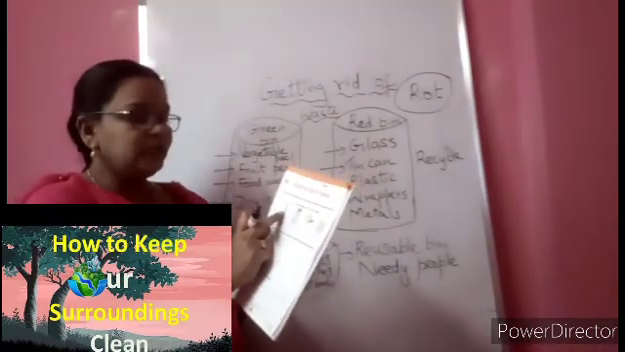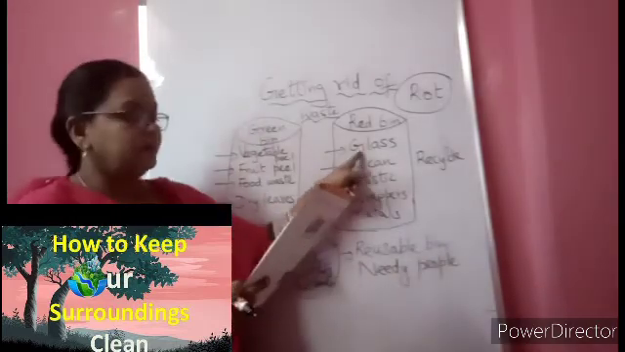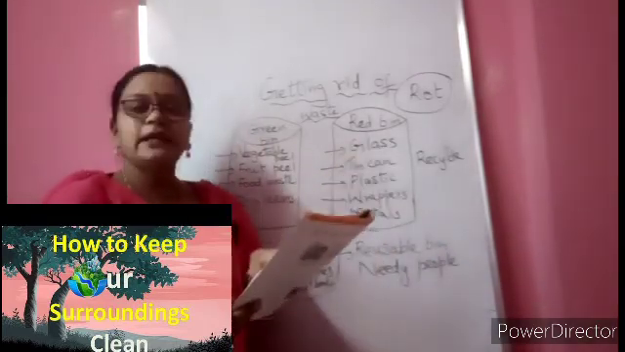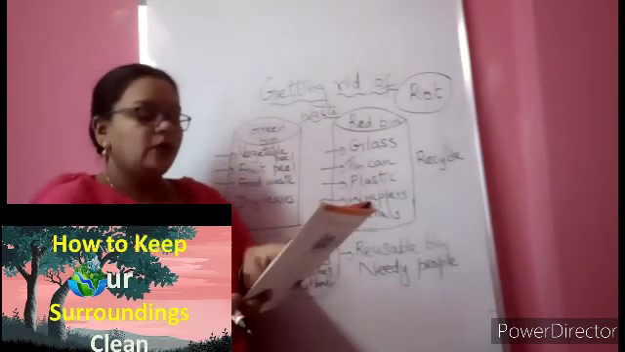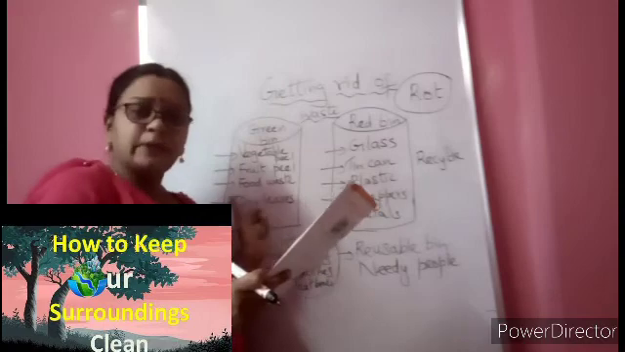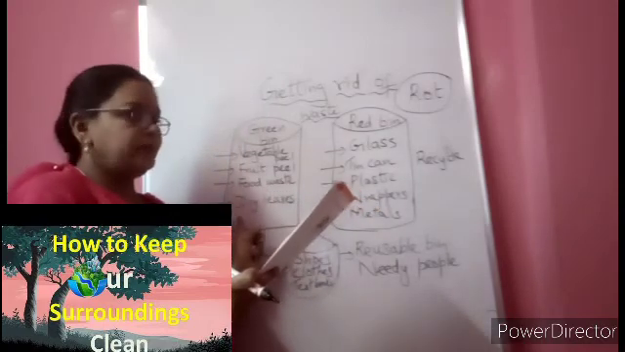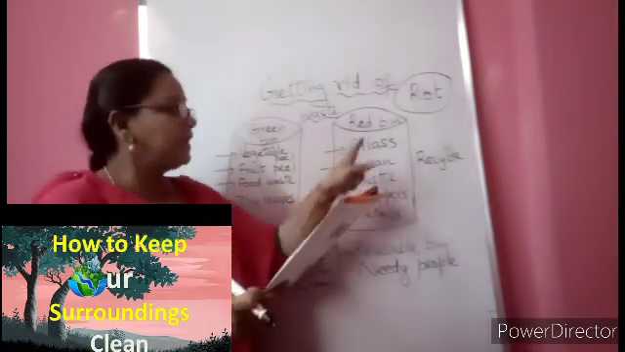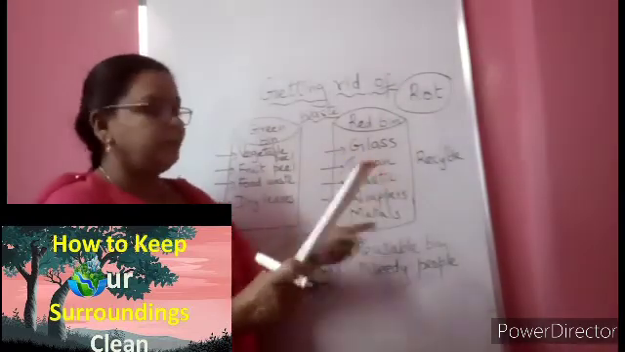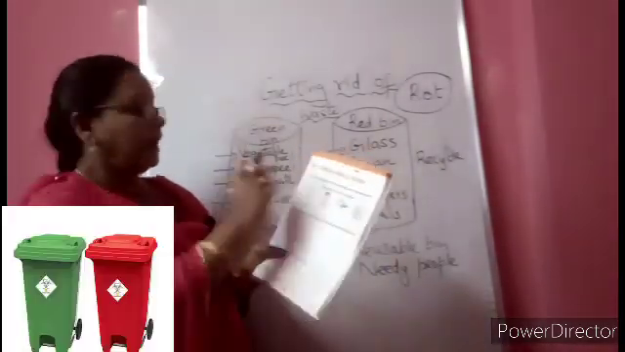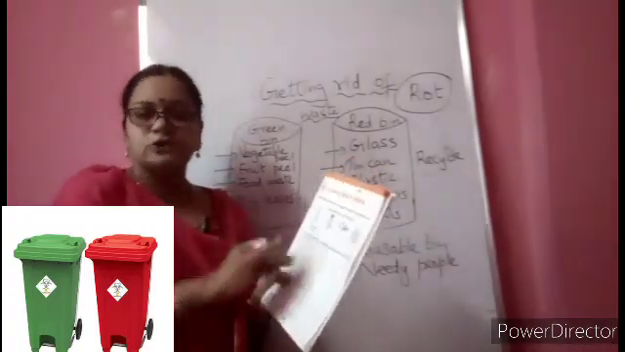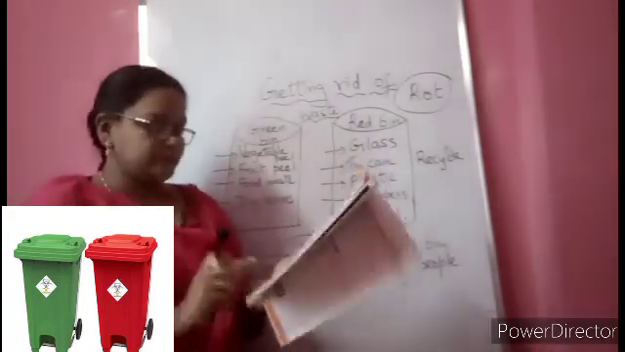Now tell me, the nail, which bin should it go to, children? It's a metal, no? So it should go to the red bin. Tin can, children, again red bin. Newspaper should be in the green bin, but it should be given separately for recycling. And the plastic cover, children, red bin. So the three in the red bin you will write here, and only the newspaper will go to the green bin. That is also separated and given for recycling.